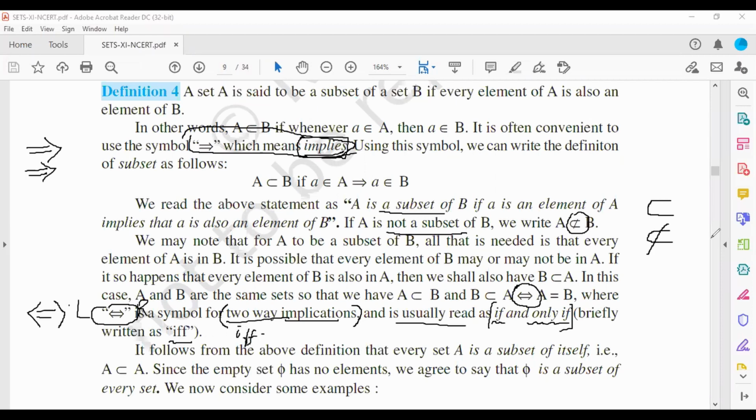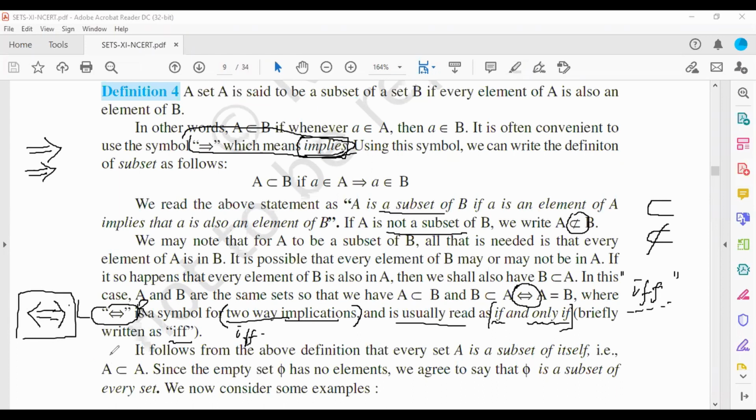Don't think that if this word appears, it is a spelling mistake. In mathematics, it is not a spelling mistake. It conveys the idea if and only if, which is symbolically the double implication symbol.